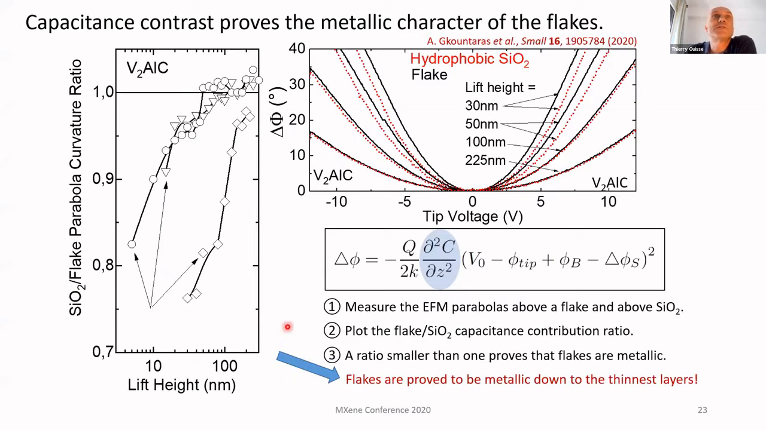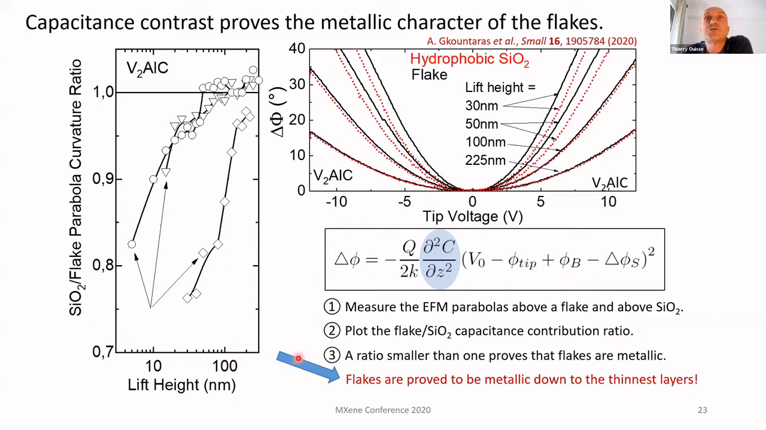So if the flakes are highly metallic, we expect the parabola curvature to be enhanced at small distances as compared with the naked SiO2. So what we do is measure the parabolas above the flake and above the SiO2. This is just the graph here. Then we plot the ratio of the two curvatures versus distance. This is the graph which is shown here.